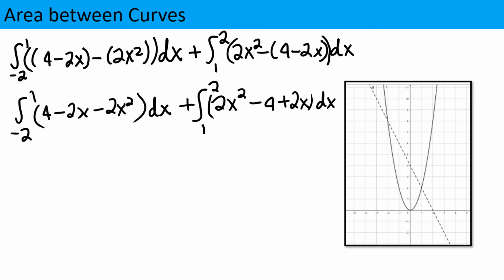So retrieving the number from the calculator screen, the first integral we got to be 9. The second one was 11/3. And adding those two numbers together, the area is 38/3 units squared.